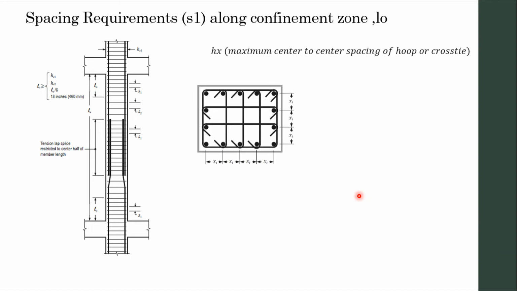So, for example, this is our column. So, the hx there, right? It says the maximum center-to-center spacing of hoop. So, it is either the horizontal one or the vertical one, right? So, the green hx or the red hx. Right? So, how do we compute that hx?